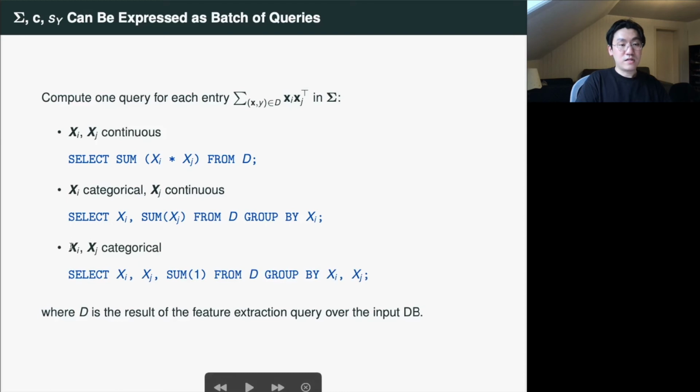Similarly, for the case that both xi and xj are categorical, we have both xi and xj to be vectors, and the outer product of them gives us a matrix. To compute the matrix, we use the query with the group by of both xi and xj, which computes for each xi and xj pair the number of appearances of the pair in the dataset, and each number corresponds to an entry of the matrix. So this is how we express the data-dependent components using a batch of queries.